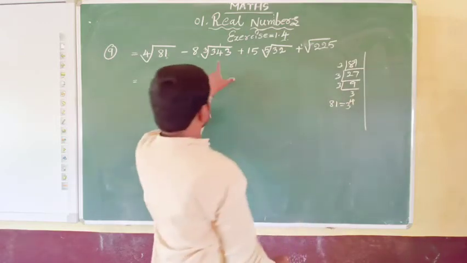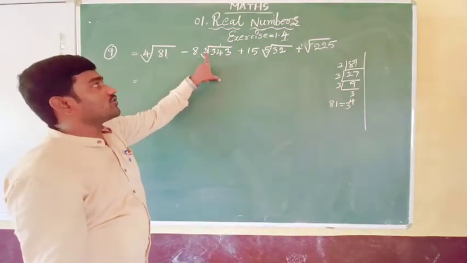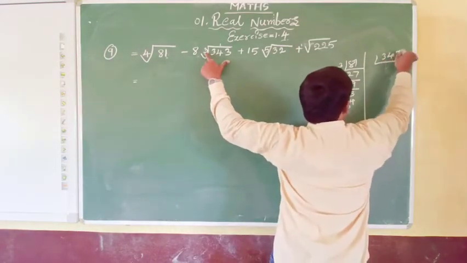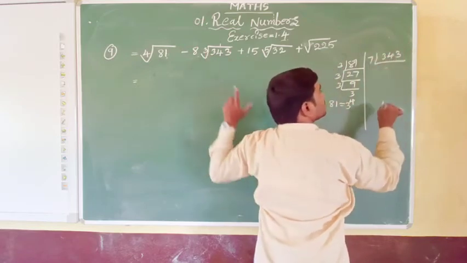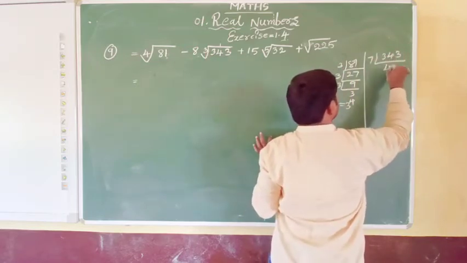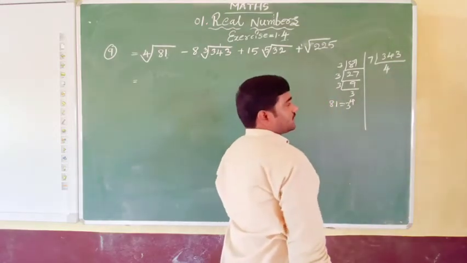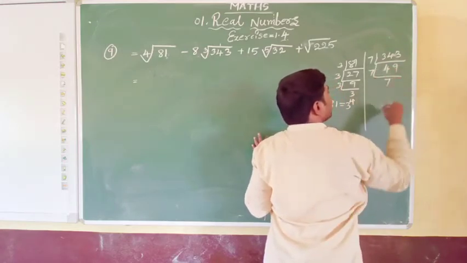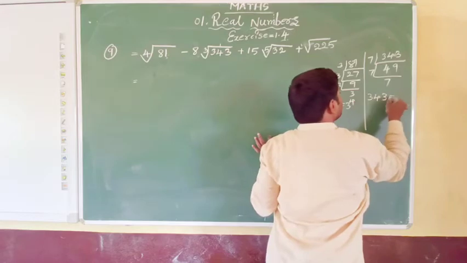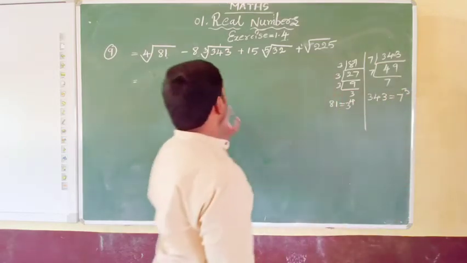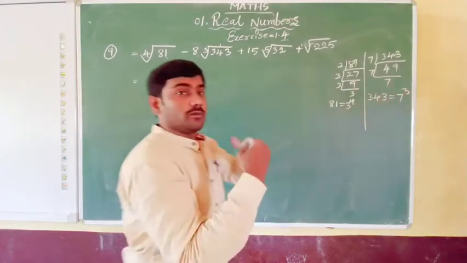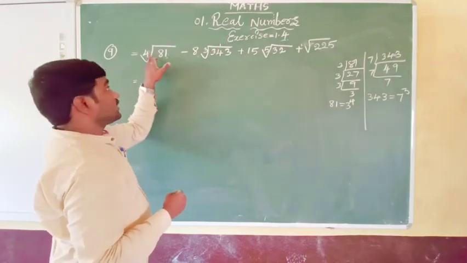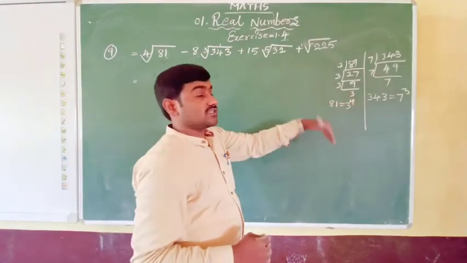Now we go for 343. Can this 343 be written as a power of 3? Yes, it is possible. If you factorize, go to the 7 table: 7 4s are 28, then 7 9s are 63, then 7 7s are 49. Hence 343 we can write as 7 to the power of 3. Here it is a cube root and the power is 3. Here it is a 4th root, and we wrote 3 to the power of 4. So the root and exponent are the same.